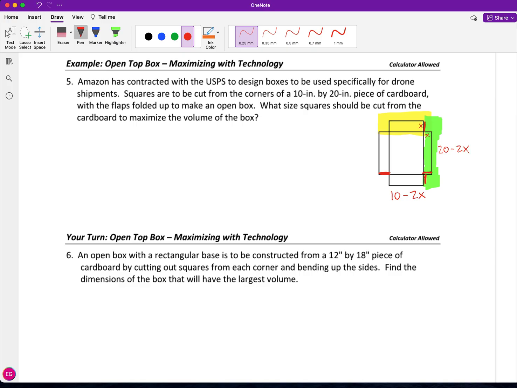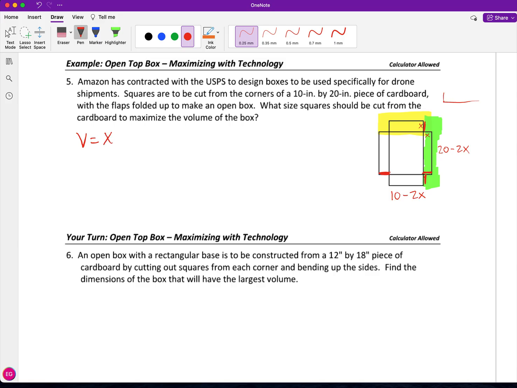So we're going to try to find what size squares we should do in order to maximize the volume of the box, because we want to make the box as big as possible so we can fit as much stuff inside of it. So just like before, we know that whatever the size of the corner is going to end up being the height of our box.